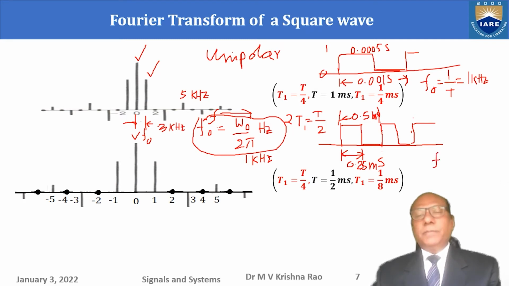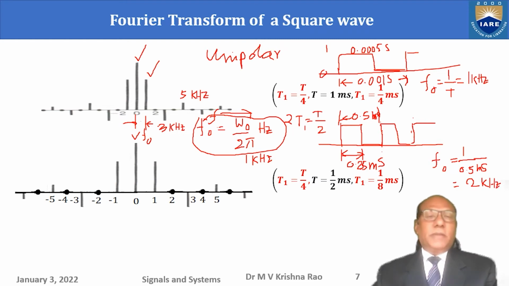So what is the frequency here? The fundamental frequency is 1 by 0.5 milliseconds. So 1000 divided by 0.5, I will get 2 kilohertz. The fundamental frequency is 2 kilohertz in this case, so each harmonic is separated by 2 kilohertz. This is 0 hertz, this is 2 kilohertz, I am writing 2k or 2 kilohertz.